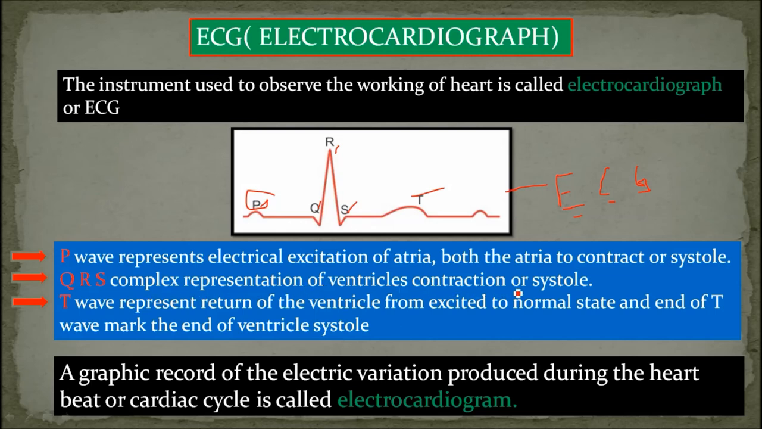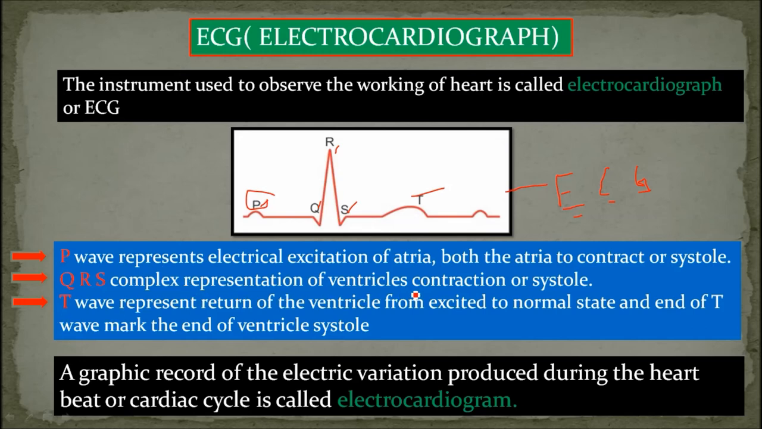Clear? Now QRS is the complex representing the contraction of the ventricles, the ventricular systole. Ventricular systole means that the blood coming from the atria fills the ventricles. Now it is the turn of the ventricles: they contract in the systole condition and release the blood to the next part. The left ventricle passes the blood to the aorta, and the right ventricle releases the blood into the pulmonary trunk, the so-called pulmonary artery.